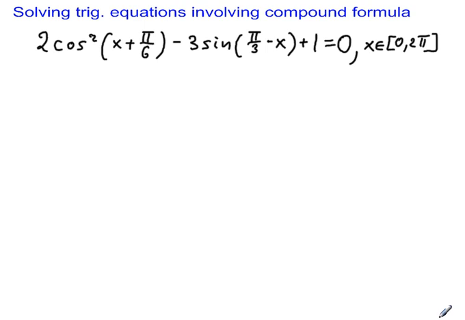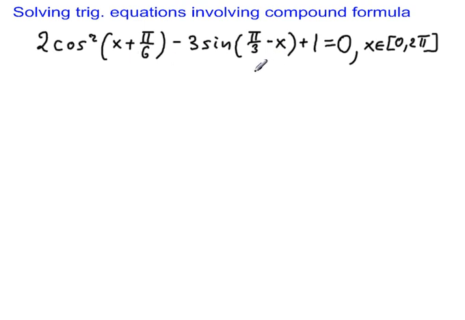Right, equations involving compound formula, challenging question. There are two issues with this question. One ratio is cosine, the other is sine, and also the argument is different for both.